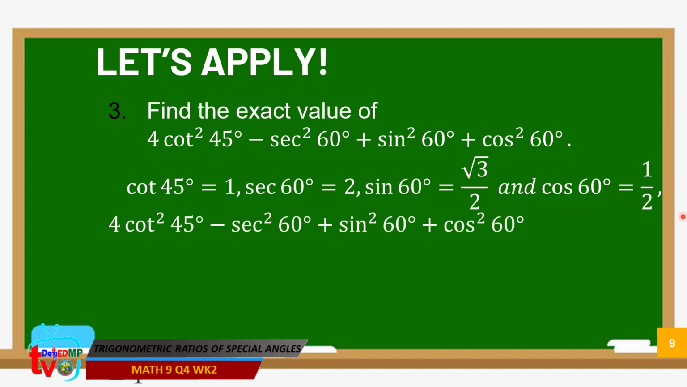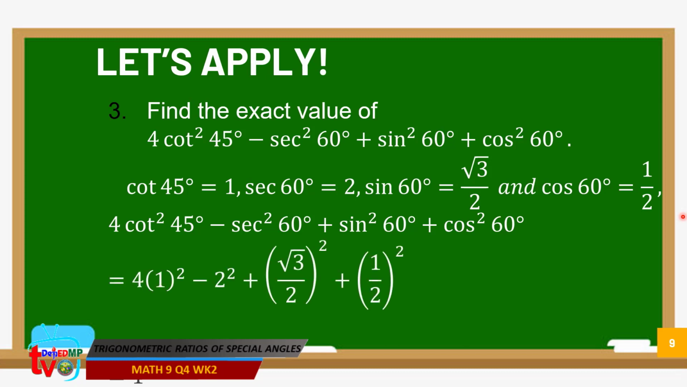Let us then substitute the values of the trigonometric ratios. So the 4 here, I just copied it here below. Now, cotangent 45 degrees is 1, so that is 1 squared because cotangent squared is the given. Next, minus. We know that secant 60 degrees is 2. So we have here 2 raised to 2, since secant squared.